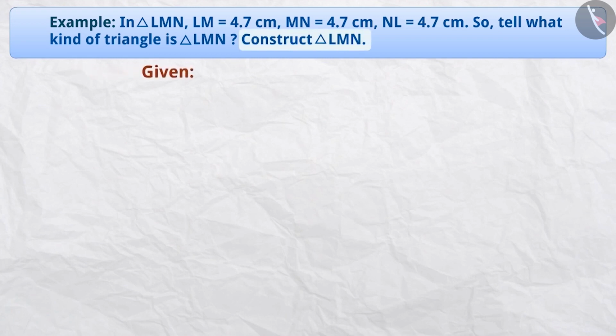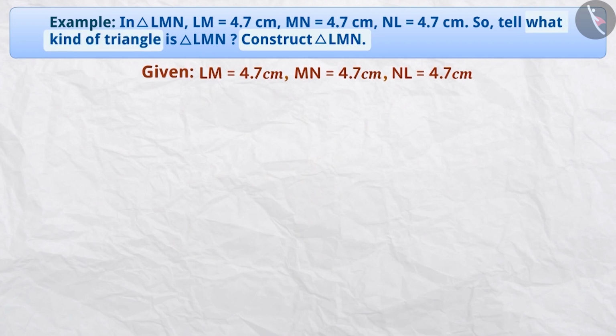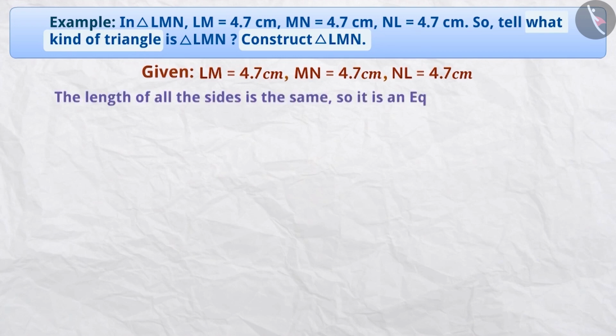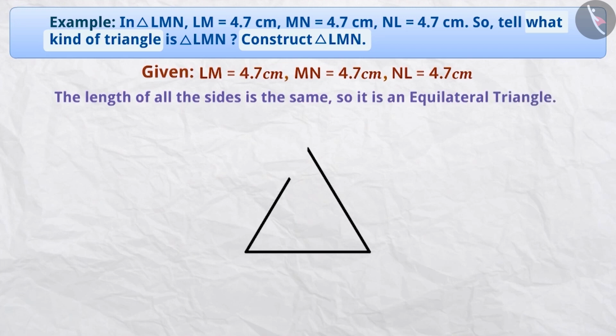In triangle LMN, LM is equal to 4.7 cm, MN is equal to 4.7 cm and NL is equal to 4.7 cm. So, can you tell what type of triangle is triangle LMN? As is given in the question, the length of all the three sides of triangle LMN are the same. Therefore, it is an equilateral triangle. Let us now construct triangle LMN.